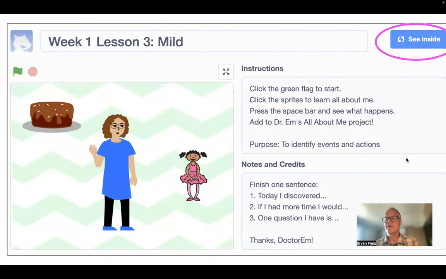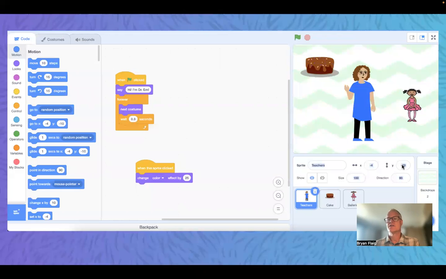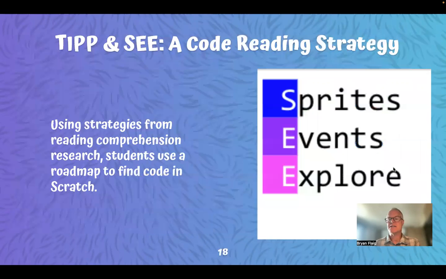Now, once we're done with that, we want to look inside the project, and that's where we transition into maybe reading the story. We're going to look inside and see how it actually works, the nuts and bolts. And these would be like reading sentences of a story. So this involves the strategy C, and that stands for Sprites, Events, Explore. And this is a reading comprehension strategy for code that creates a roadmap for students to follow. And here it's specifically for Scratch.